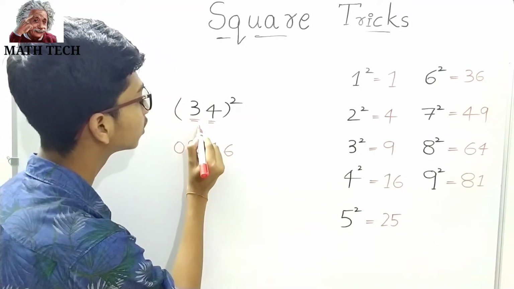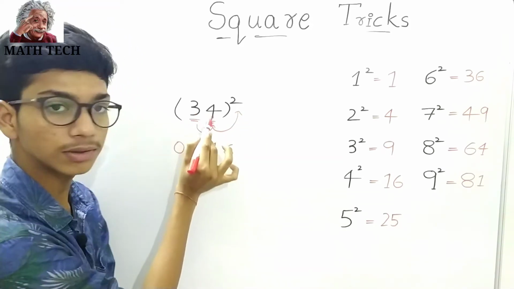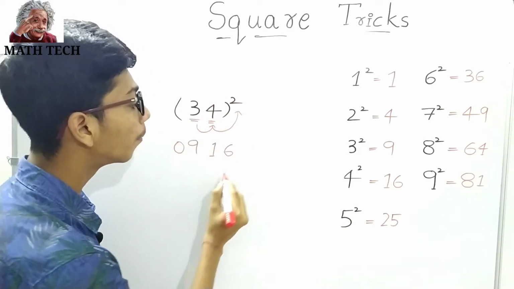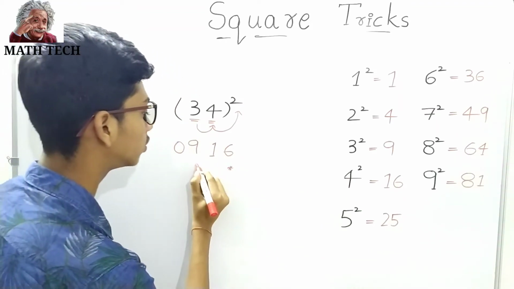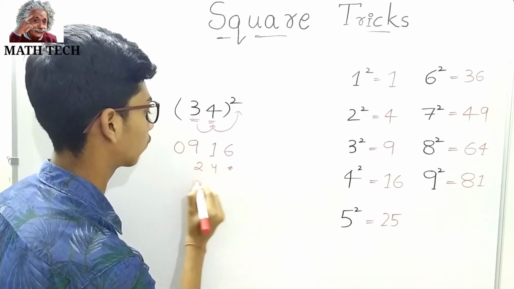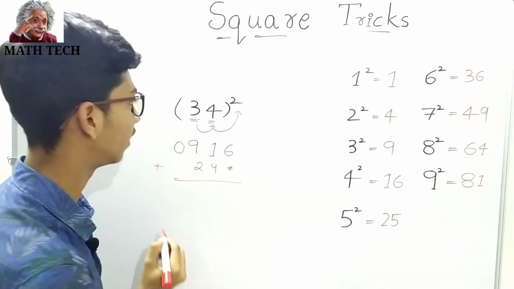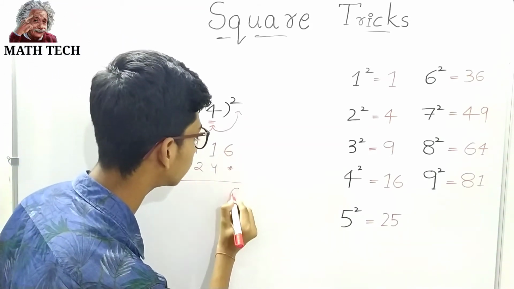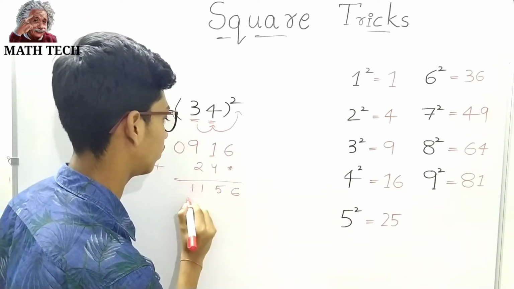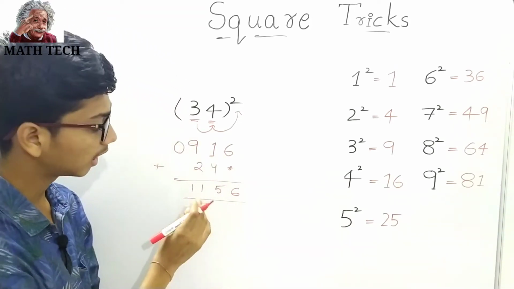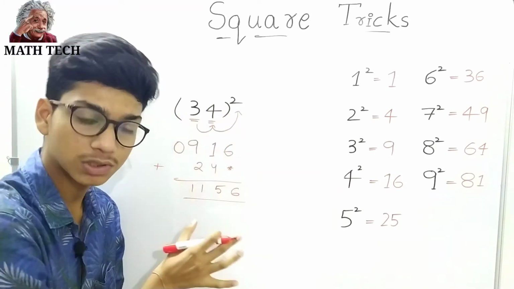The third step is to multiply these numbers: 3 4s are 12, 12 2s are 24. But we should not write in this place. We should leave the ones digit term and write 24. So simply add it, and we get 9, 16 and 24 added up: 1156. 1156 is the answer for 34 square.